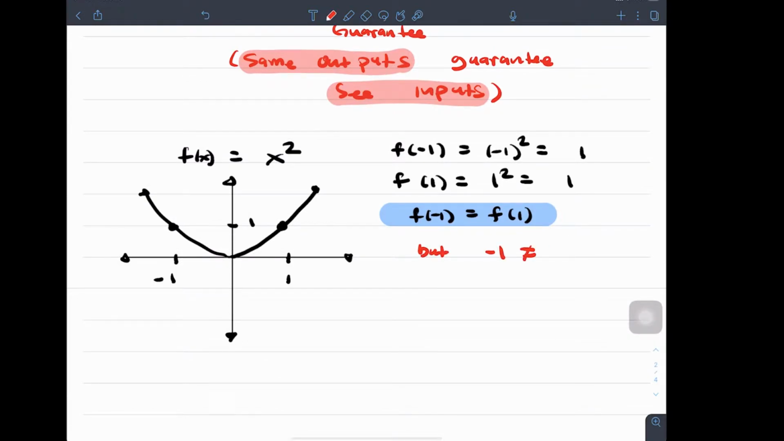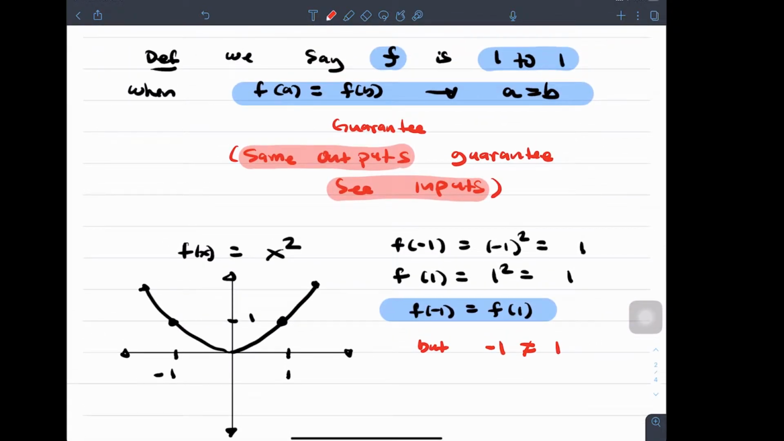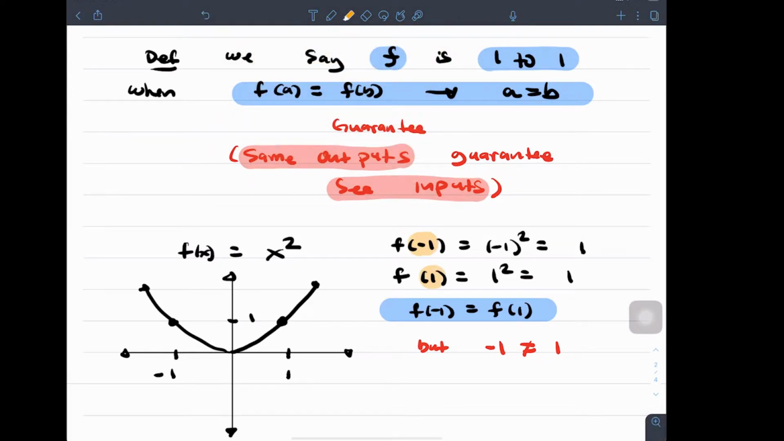Negative 1 is not 1. In other words, same outputs do not guarantee same inputs. Because these were the input values, and they are different. And notice by the horizontal line test, it also fails. This is the horizontal line test, HLT. It fails because it hits the curve in 2 spots. All right, you guys okay with that idea? This is the essence of it.